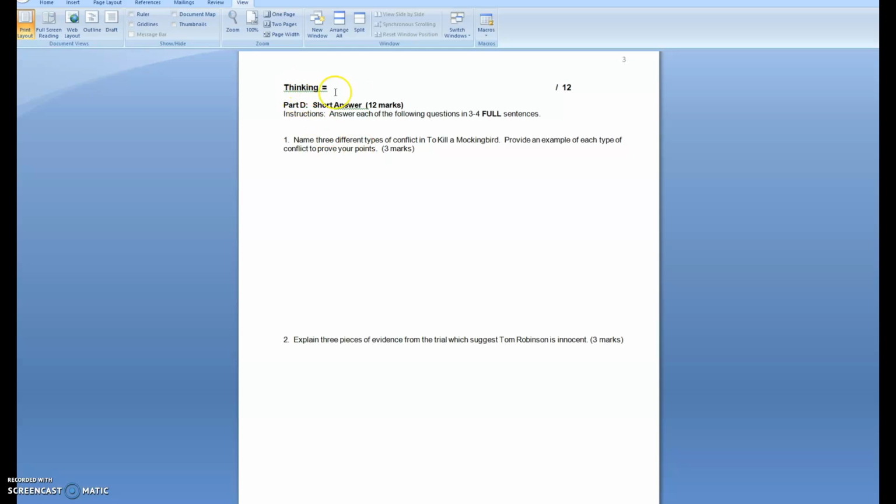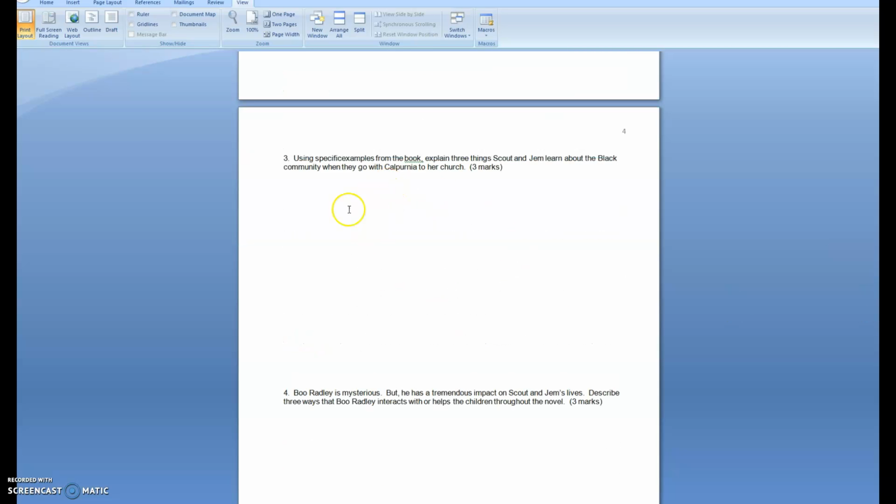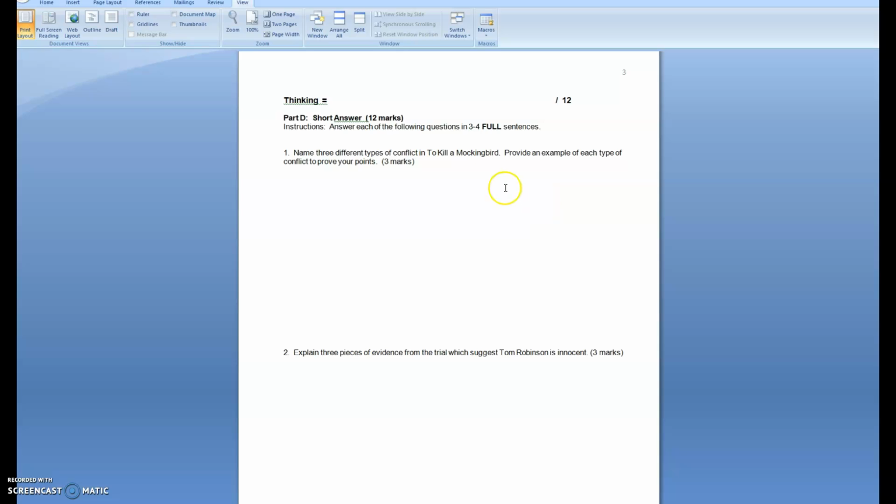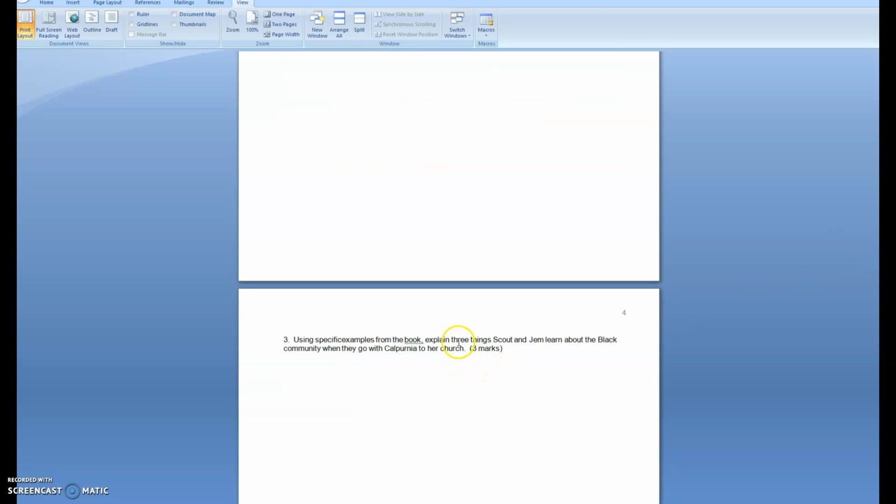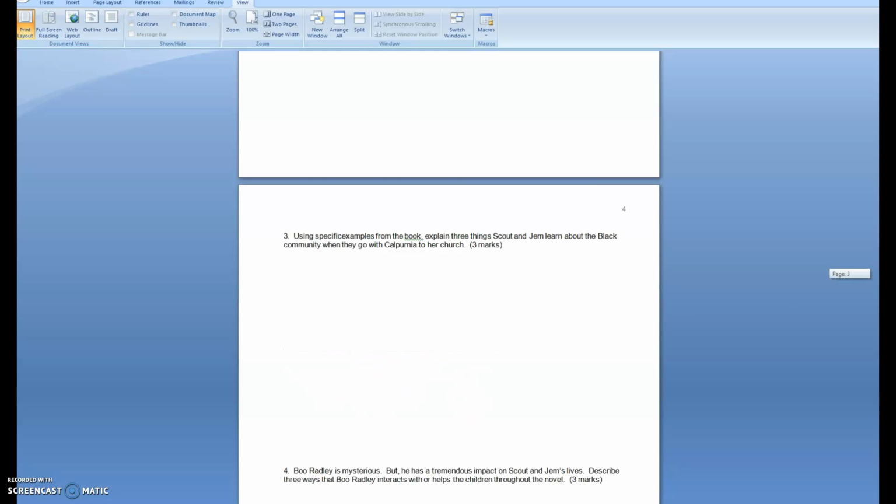Also, in the short answer, you're going to have 4 questions. So 1, 2, 3, 4, and I'll give you plenty of space to answer them. You'll need to answer in about 3 sentences. You'll notice the number 3 is really important here. I ask for 3 types of conflict in the book here. I ask for 3 pieces of evidence. It's 3 marks. You'll always see I ask for 3 examples or 3 pieces of detail from the novel. So be ready to give me 3 examples in your short answers.